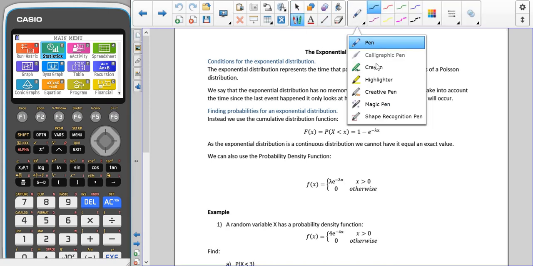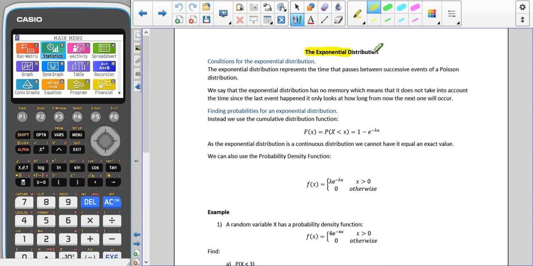So now we're going to take a look at the exponential distribution. The exponential distribution is interesting because it links in with another distribution that we've already had a look at. The exponential distribution represents the time between Poisson events.